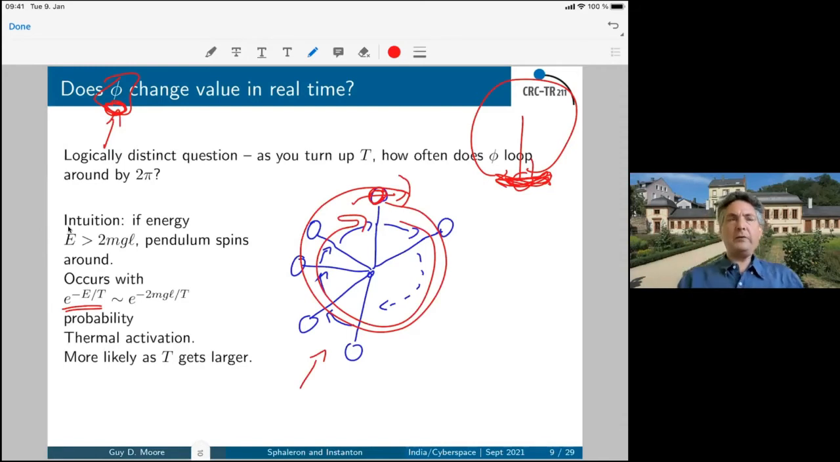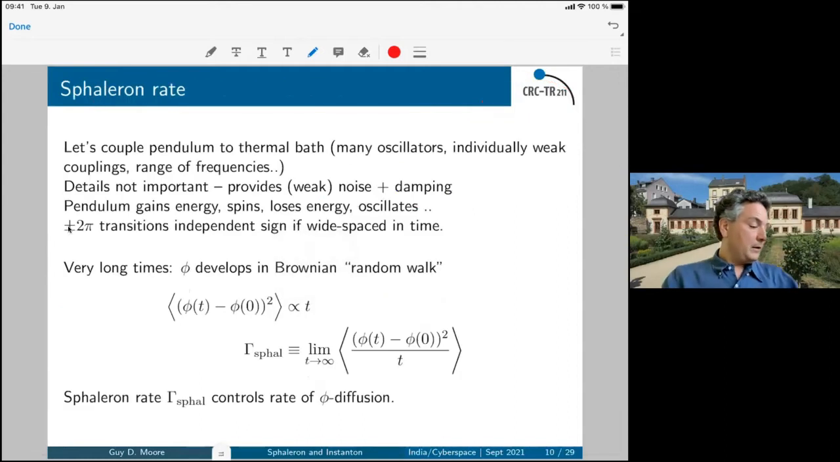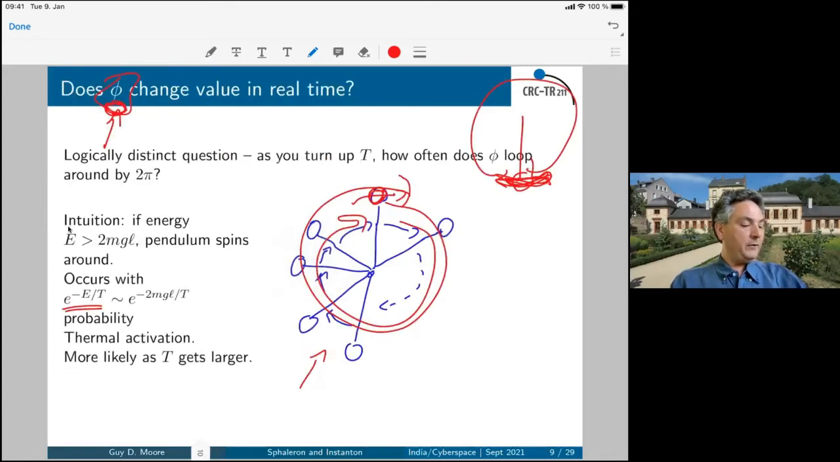So for some processes, that's physically important. So let's try to understand that better. Okay, so in order to better represent what happens in all of the physical cases which we'll be interested in, I'm going to couple this pendulum to a thermal bath. The reason I'm doing that is that if I don't, if this thing has the energy to go over the top, then it will just fly around and around and around forever.